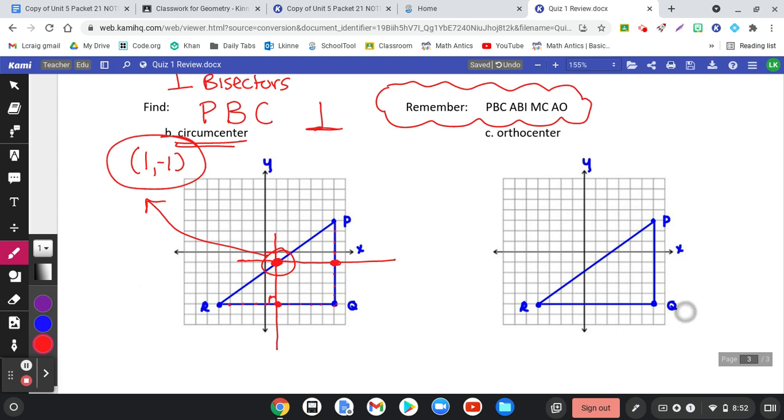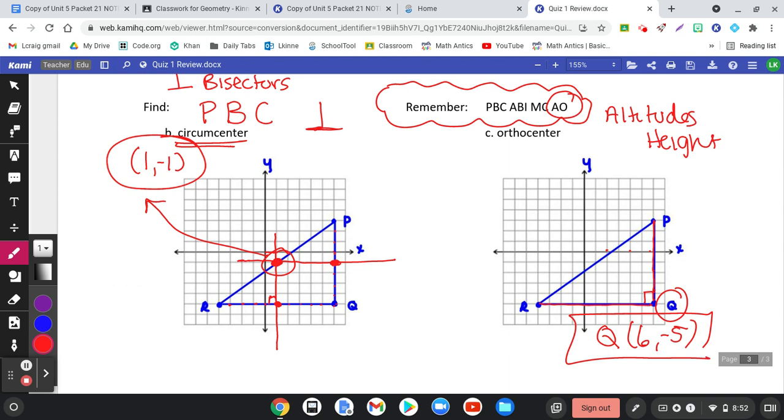For the orthocenter, it's made up of altitudes, which are just the height. Well, what's the height of this side? Right here. What's the height of this side if we turn it? Right here. Where do they come together? Point Q, which has the coordinates (-2, 4). Okay, orthocenter is where your heights come together.